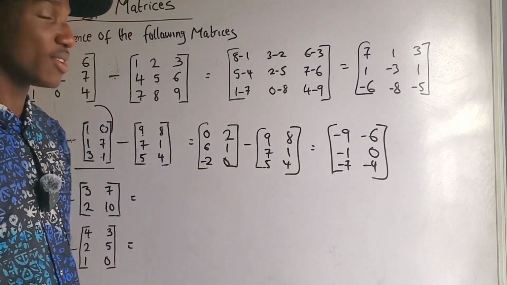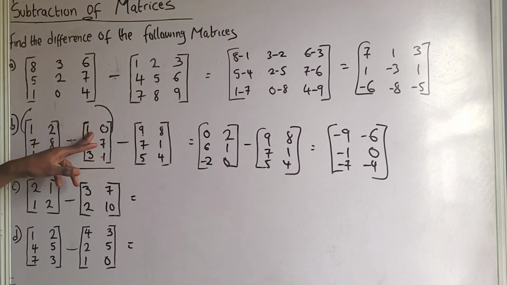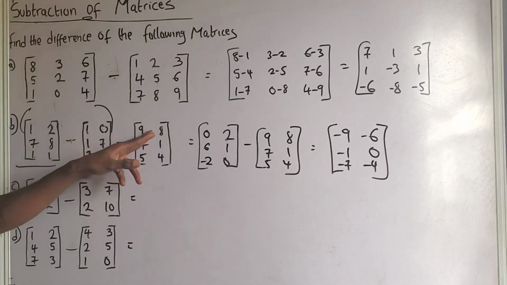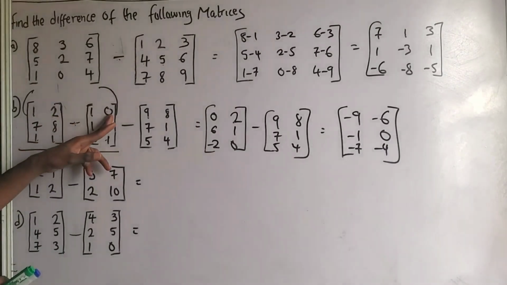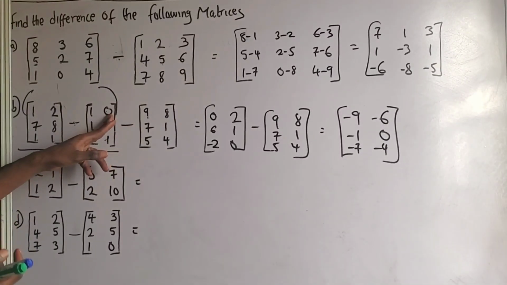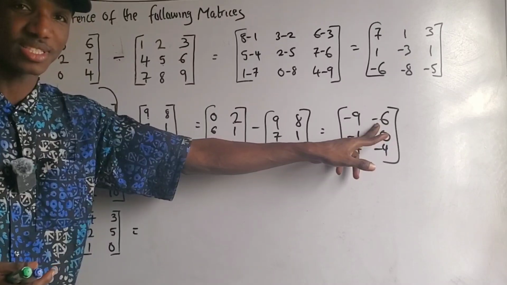Do you understand? And now let us check whether we are correct. To check whether you are correct, you just have to focus on the corresponding elements in the three matrices, then take their differences. Do you understand? Okay. 1 minus 1, 0, Abi. 0 minus 9, that is minus 9. Okay. 2 minus 0, that is 2. 2 minus 8, that is minus 6. Do you understand?